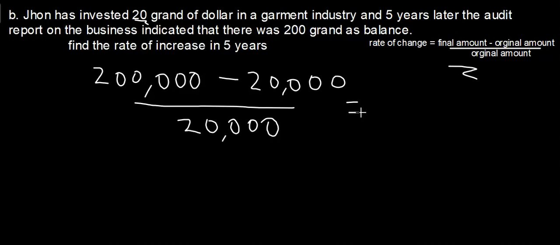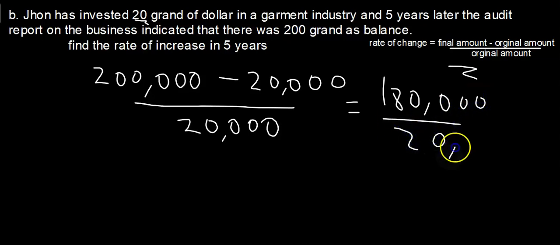When you subtract 20,000 from 200,000, you're gonna get 180,000. And then the whole over 20,000. So when you divide this whole thing, you can actually cancel these zeros and you're gonna get 9. So this will be your answer. This is the whole process. This is all you have to do.